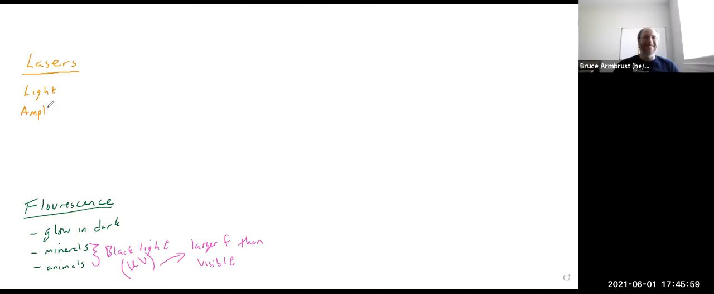So hold on. Here's light amplification by stimulated emission of radiation. Okay, so this is what laser actually stands for. Light amplification by stimulated emission of radiation. Laser definitely sounds cooler. It's a mouthful anyway.